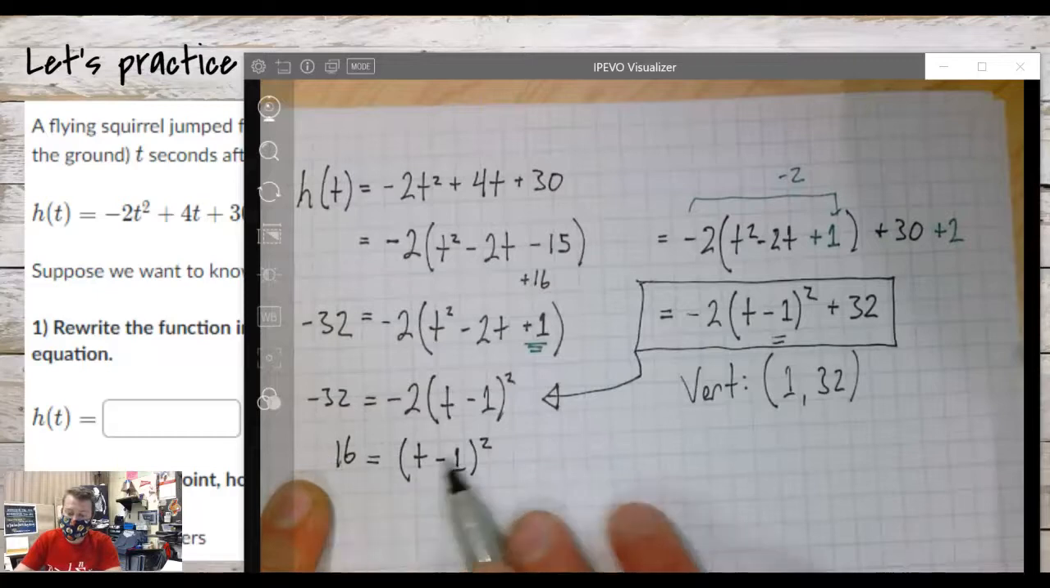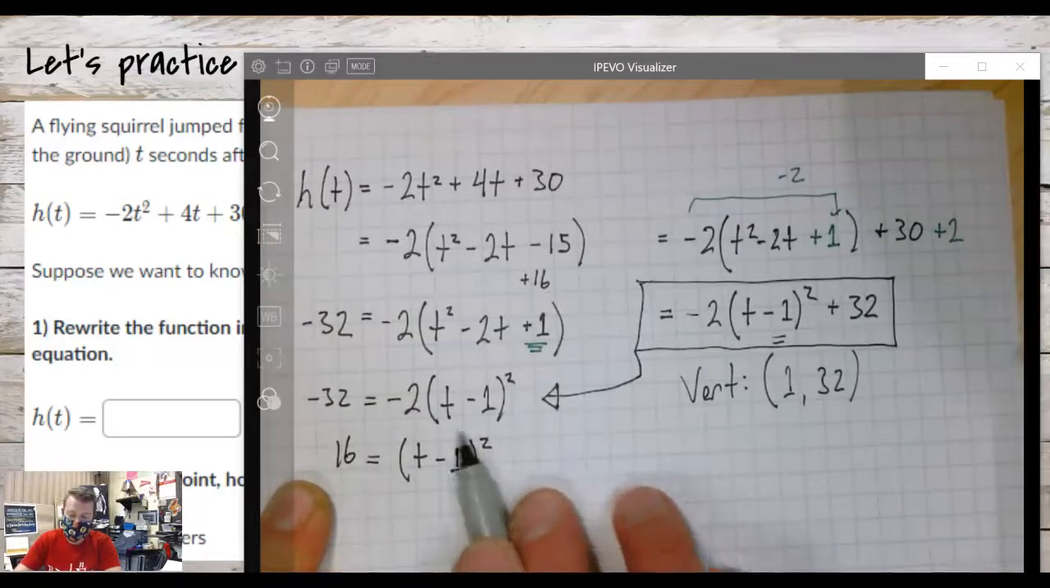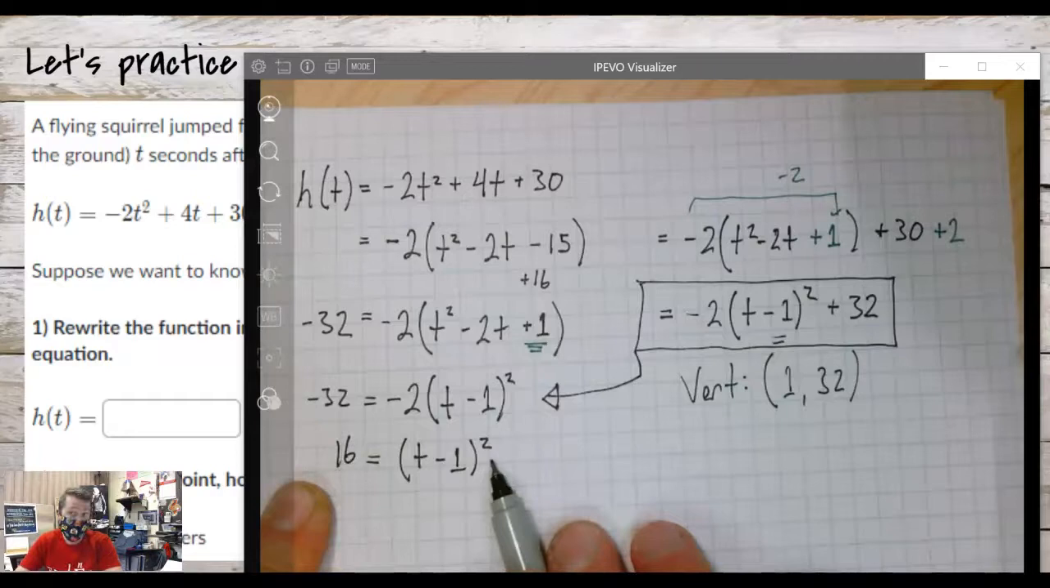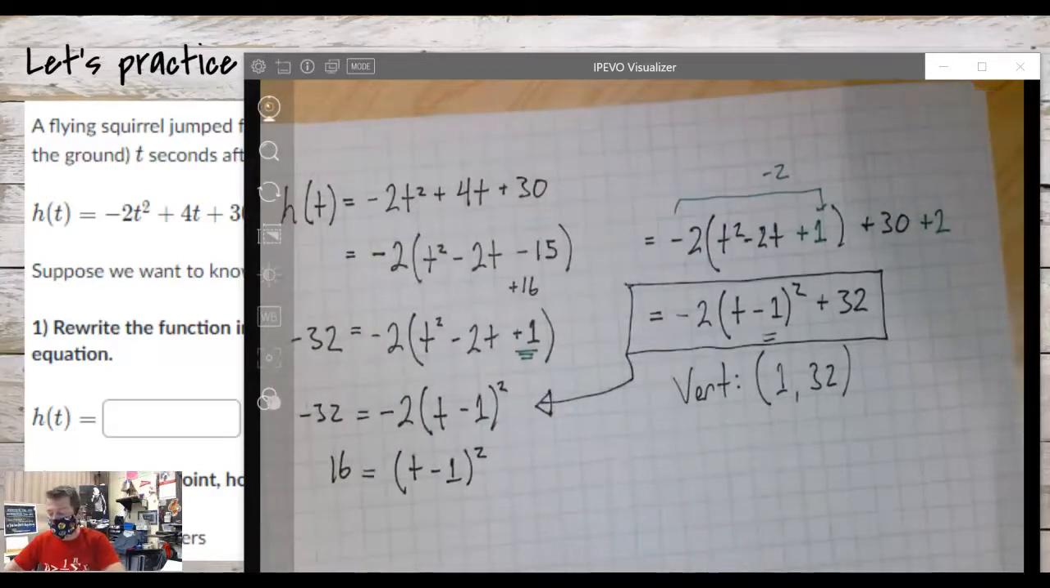Any questions how we got to here? Because then, Kaylin, what'd you do to both sides?